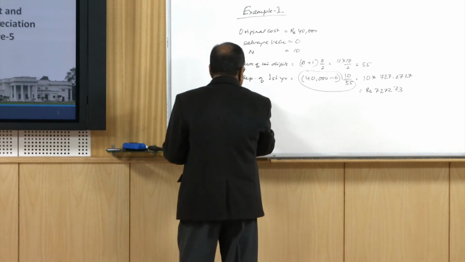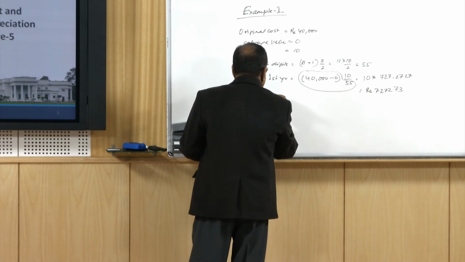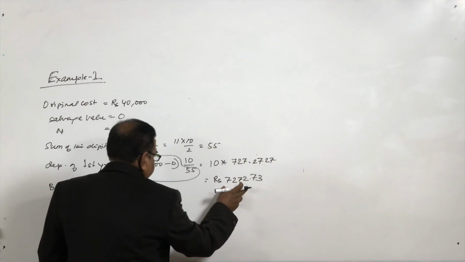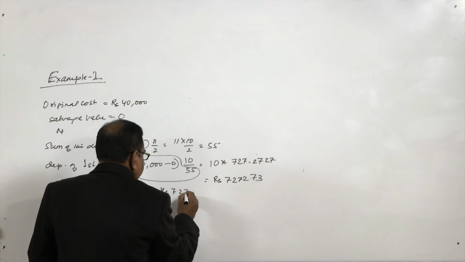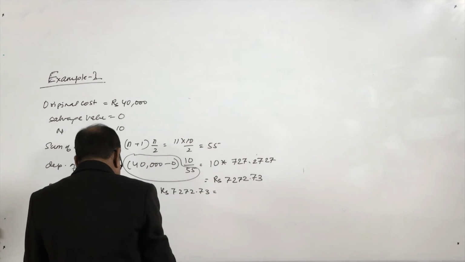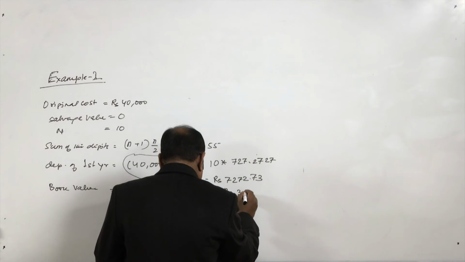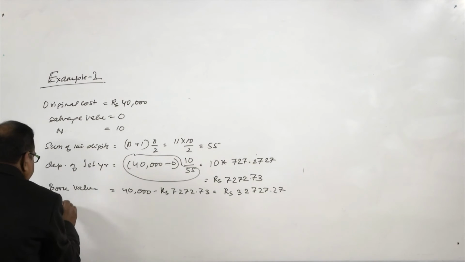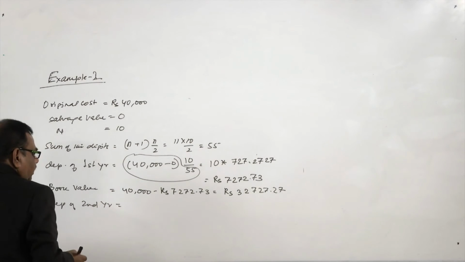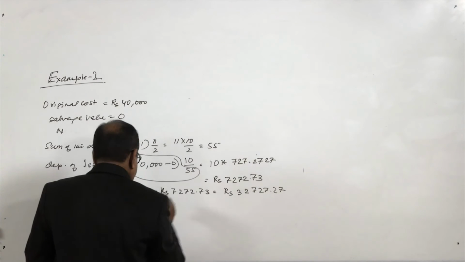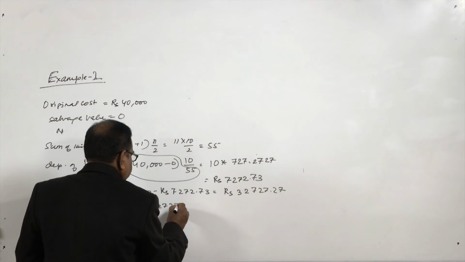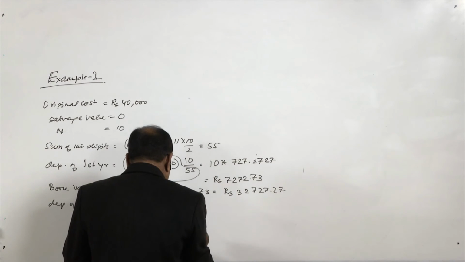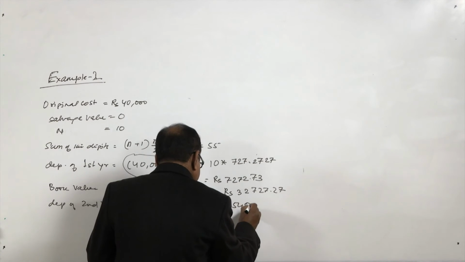Now book value at the end of the first year will be 40,000 minus depreciation of the first year, 7272.73, which is equal to rupees 32,727.27. Now depreciation of second year will be this value 727.2727 into 9, that is 10 minus 1, 9, which comes out to be rupees 6545.5.